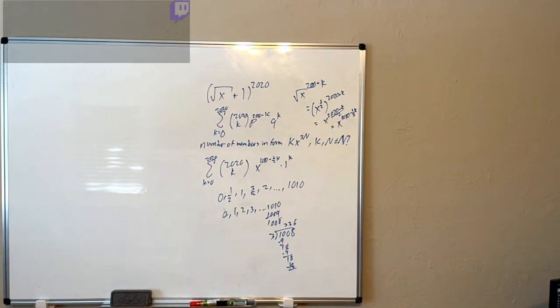Zero is natural and whole is either natural or integer, therefore zero is whole. Okay. I don't remember what the debates are.